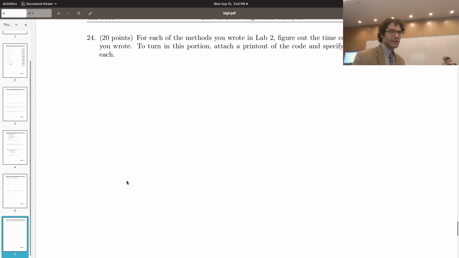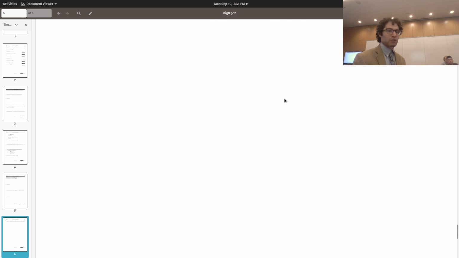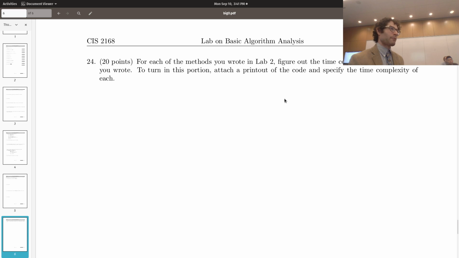And then here is where we get into the other stuff I mentioned about your assignment on array lists. So 20 points is for each of the methods you wrote in lab 2, the ones where you solved the array list questions. Figure out the time complexity of the method you wrote. Okay. Good news. It's going to be one of 2 options. It's either going to be a linear time algorithm or a quadratic time algorithm. So it's almost guaranteed to be that. But basically analyze the code you wrote for the runtime, which will be great practice for the exam on week 5, because I typically ask this.